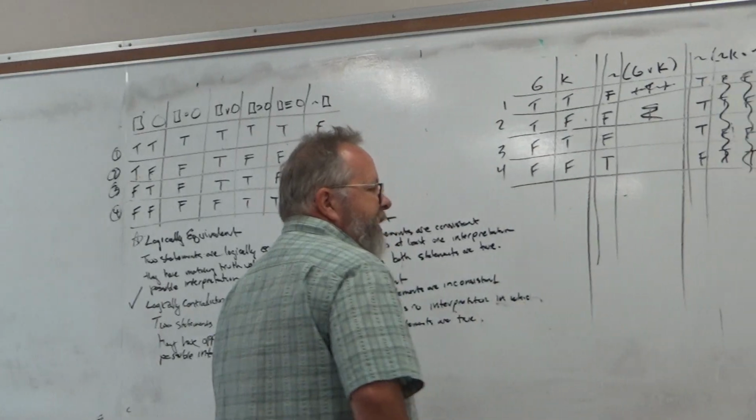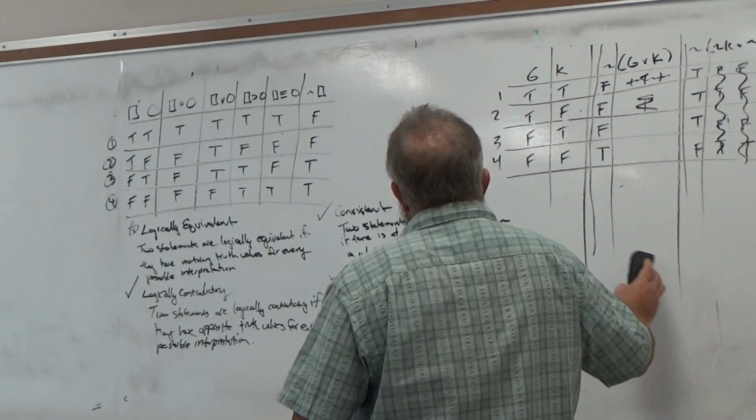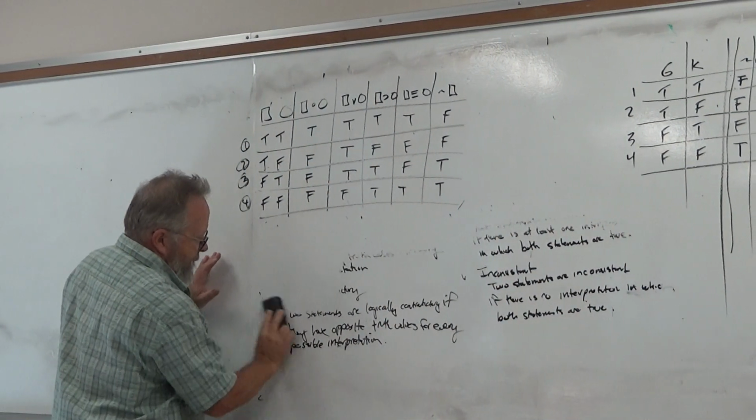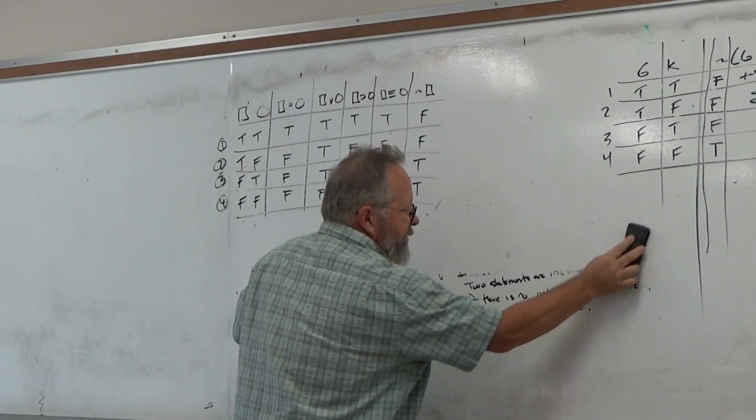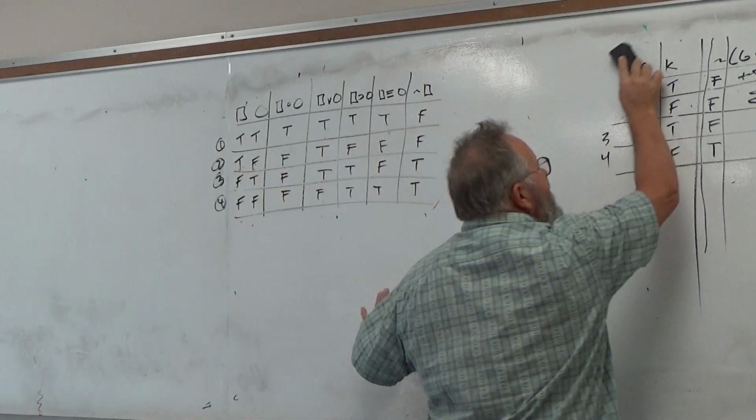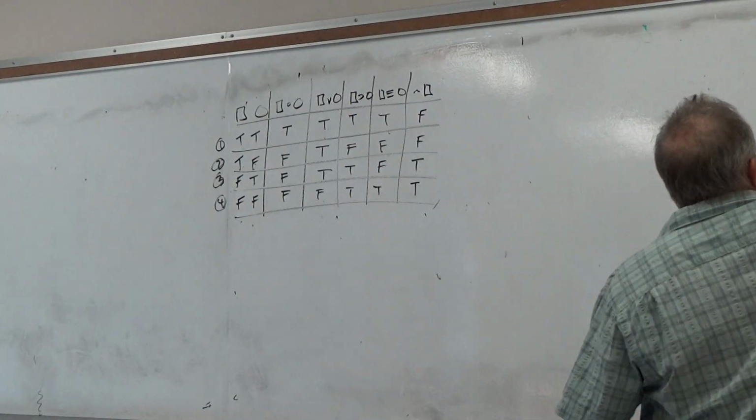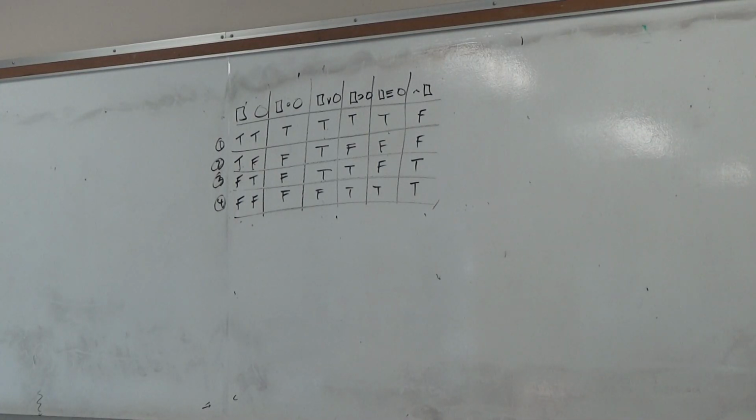There is one more concept to introduce, and that is checking for validity by way of a truth table, okay? So I'm going to show you how to do that, but before we get going with that, we need to remind ourselves or tell ourselves what it means for an argument to be valid and what it means for an argument to be invalid. Okay?